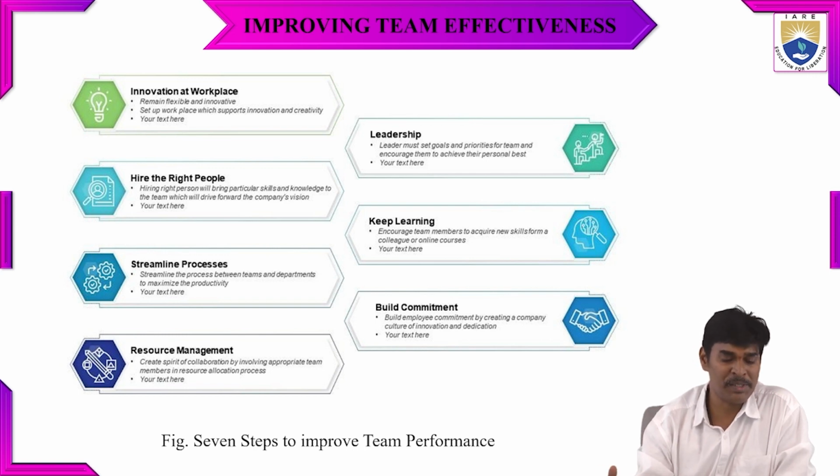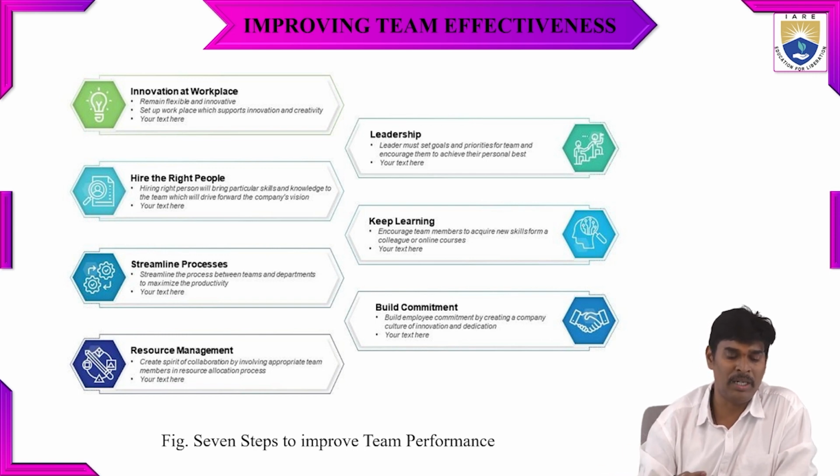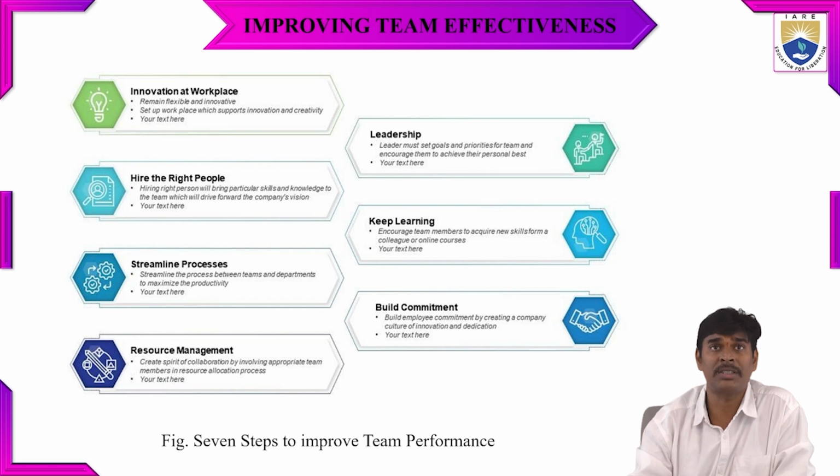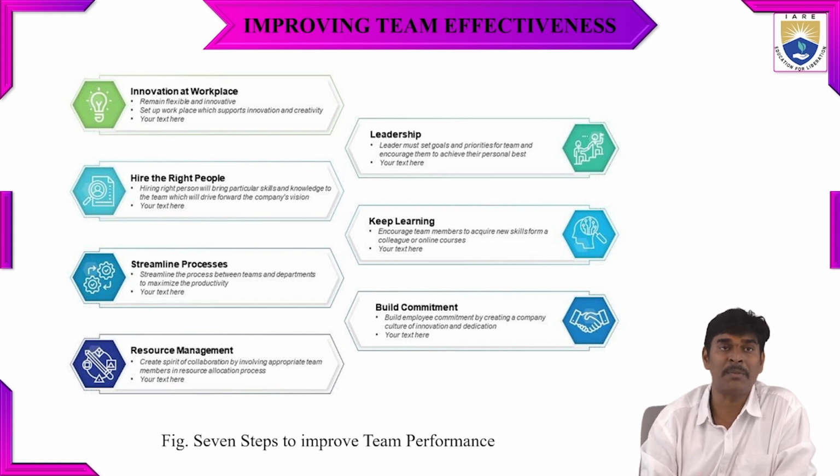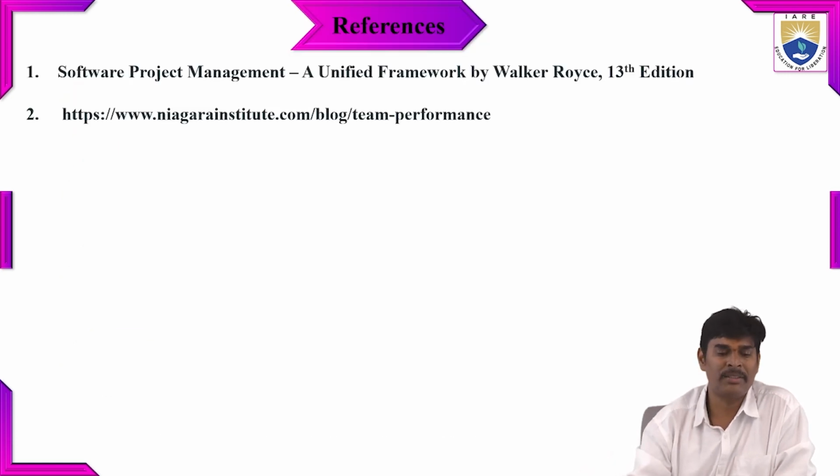And the last one is resource management. This resource management is nothing but allocating the proper resources to each and every team member to create a spirit of collaboration. By involving appropriate team members, they are going to achieve the vision and the goals. So these are the main 7 steps which will improve team effectiveness. So these are the references.